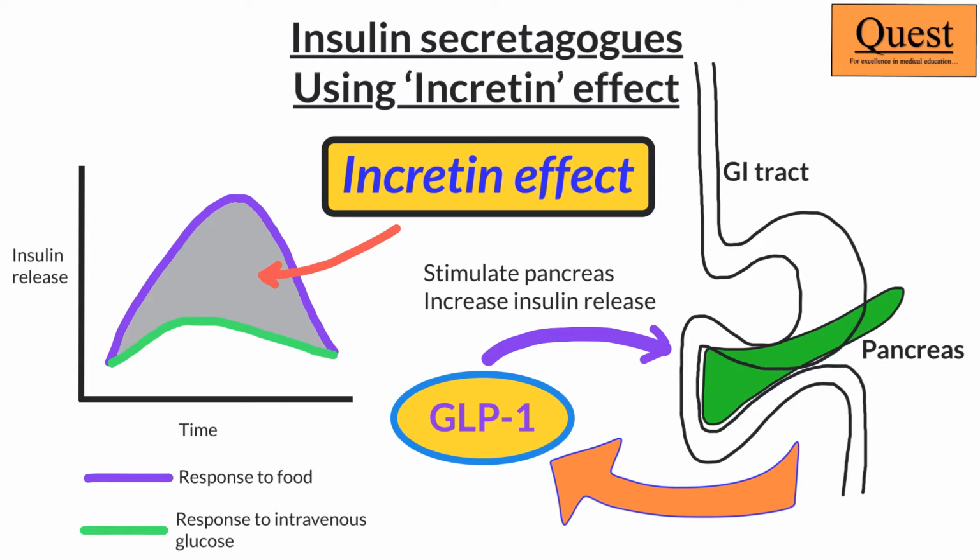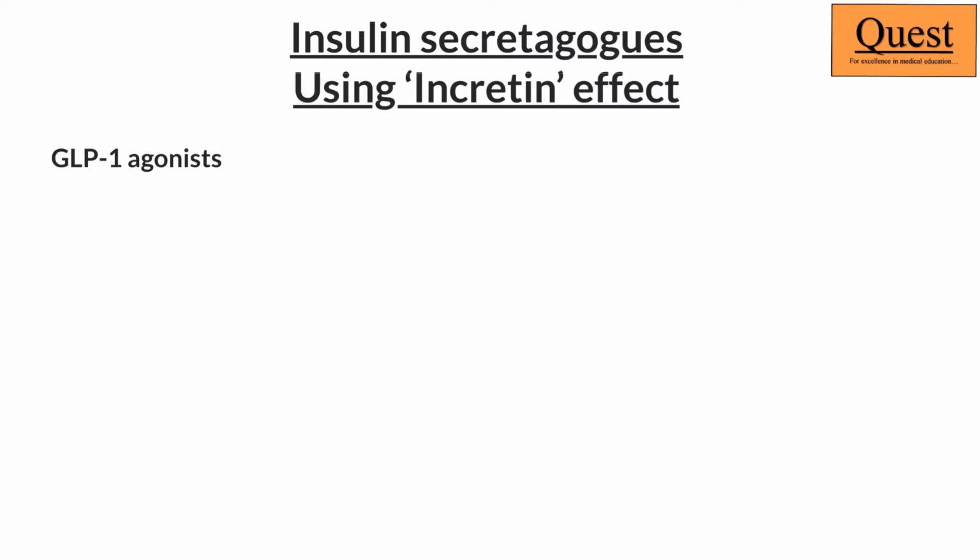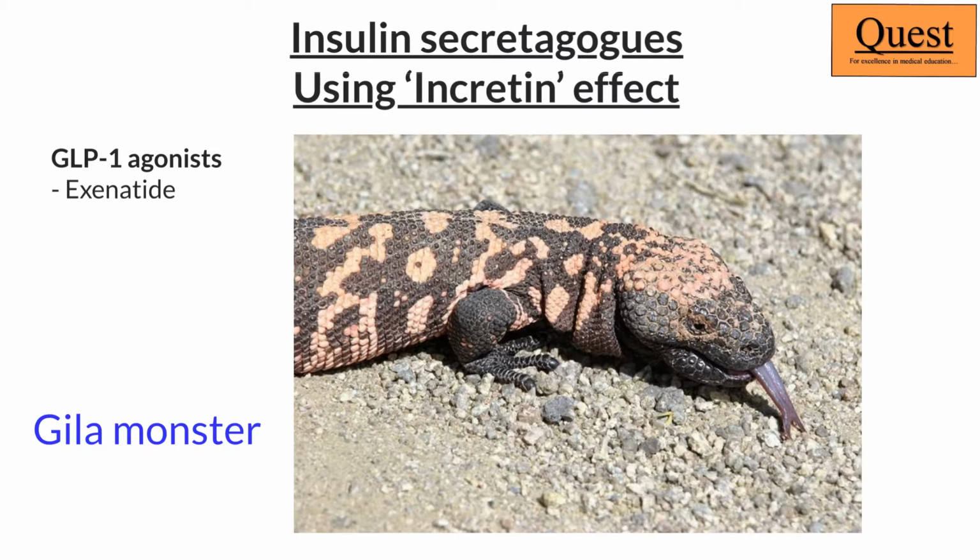The incretin effect is attributed to GLP-1. So an obvious thought was, why not use GLP-1 to manage diabetes? The problem was, GLP-1 that is produced by the human body has a very short half-life. This problem was solved when we started getting GLP-1 agonists. The first of this class was exenatide. It was isolated from the saliva of a reptile known as the Gila monster.